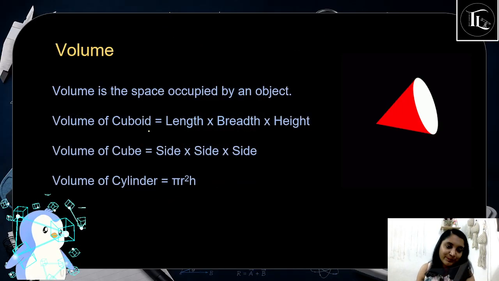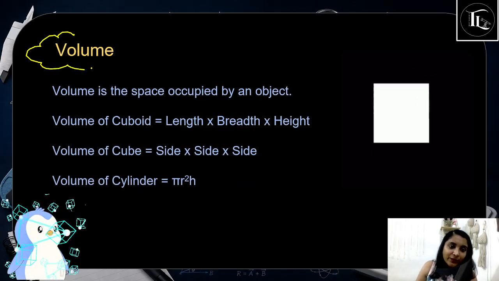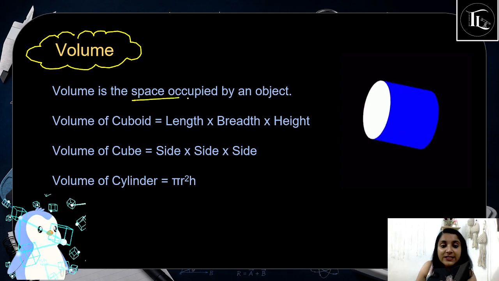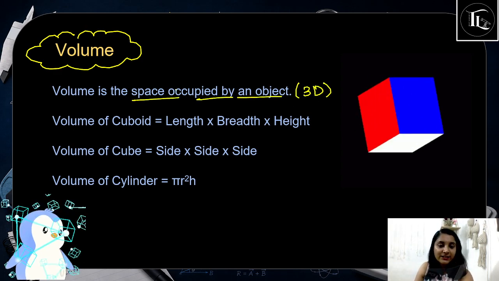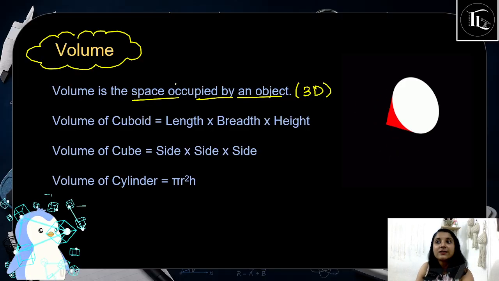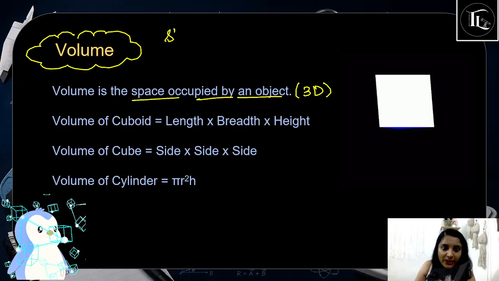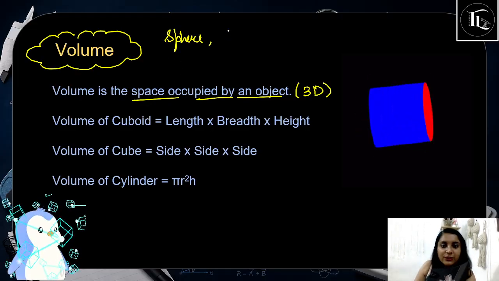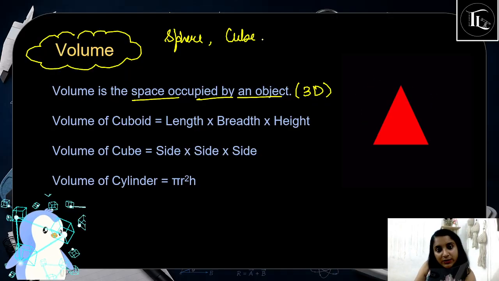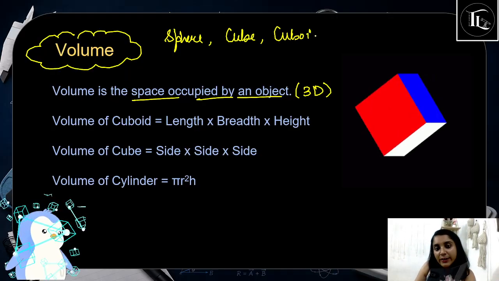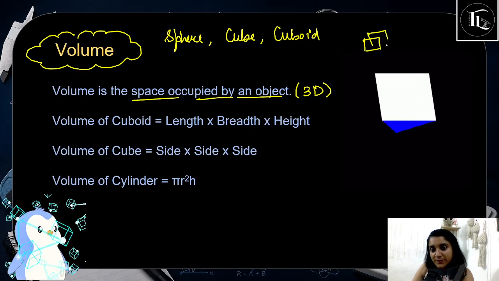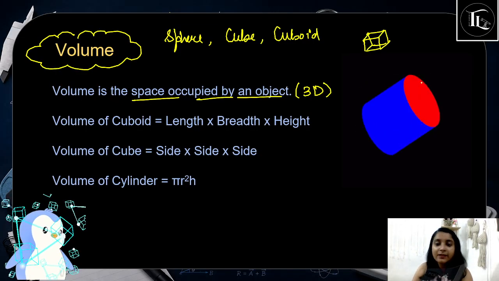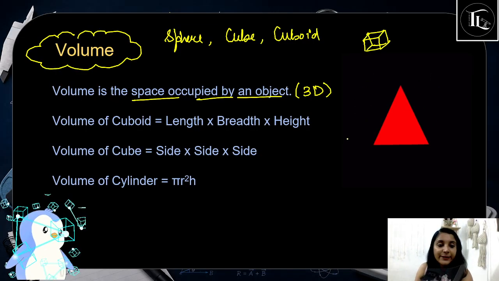Moving to the volume. Now, what is volume? Volume is the space occupied by an object. Now we are talking about 3D. That means we won't be talking about a circle, we'll be talking about a sphere. We'll be talking about a cube, a cuboid. We are talking about the 3D shapes now. I hope it is clear.